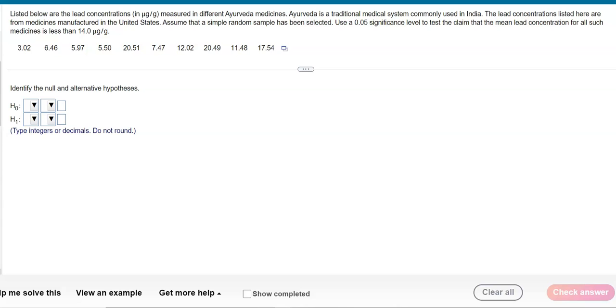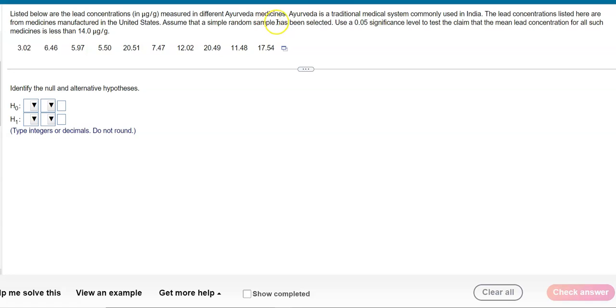So let's try this hypothesis test, which is asking us to conduct a test about a mean for one sample. The question says, listed below are the lead concentrations measured in different medicines. This kind of medicine is a traditional medicinal system commonly used in India. I'm sorry, I don't know how to say this word, and I'm not even going to try to pronounce it. The lead concentrations listed here are from medicines manufactured in the United States.